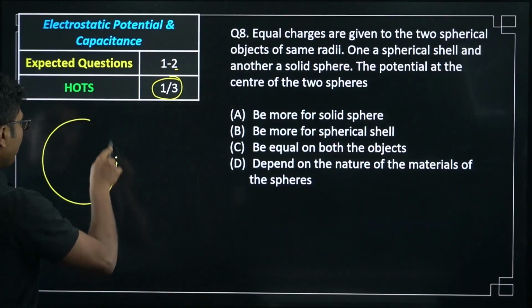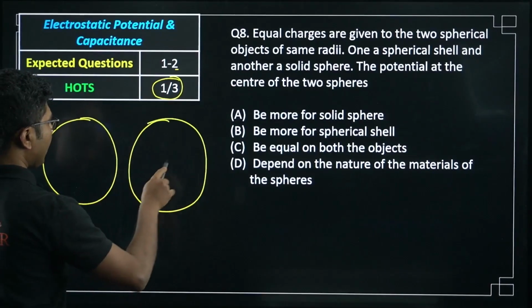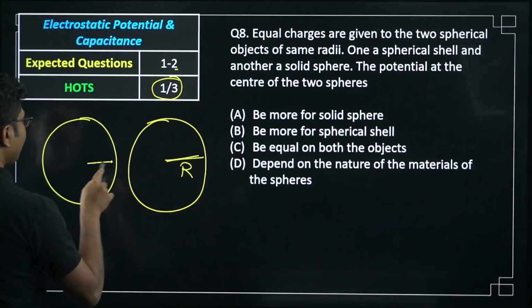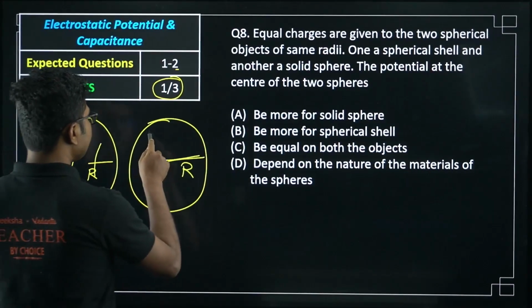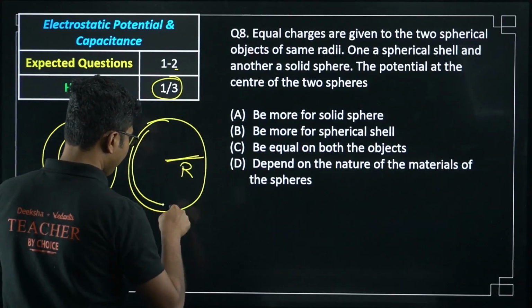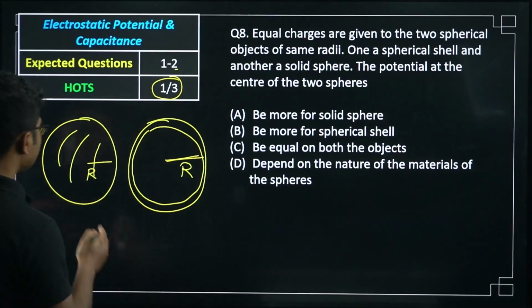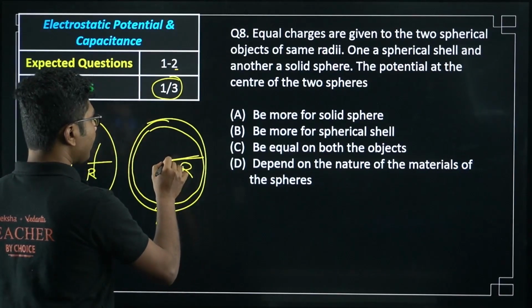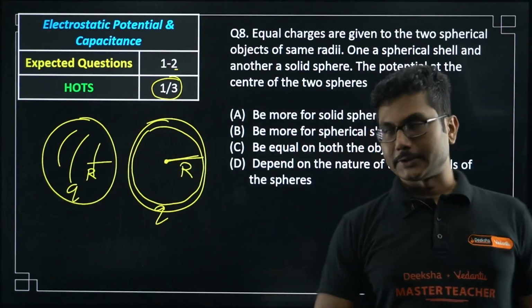We have 2 spheres, both with the same radii, say capital R, but one of them is solid and another one is a shell. They are given the same charges, equal charges. So if this is given Q, this is also given Q. Now what will be the potential at the center of these 2 spherical objects?